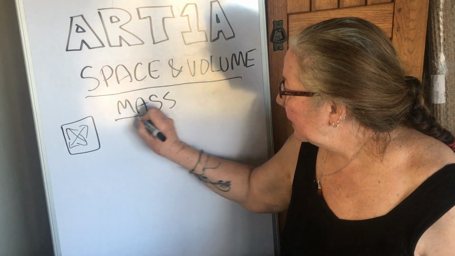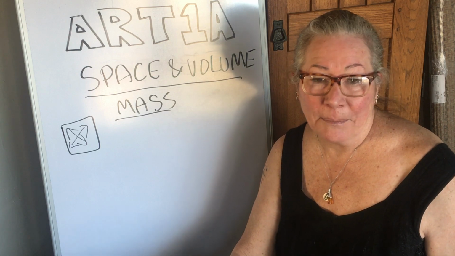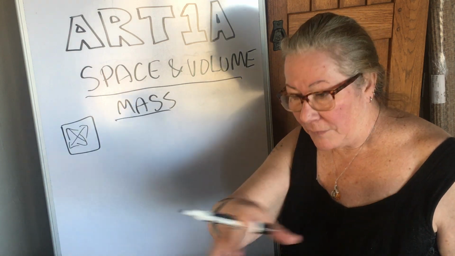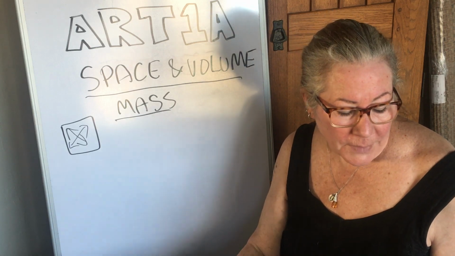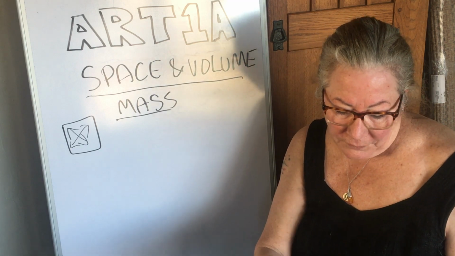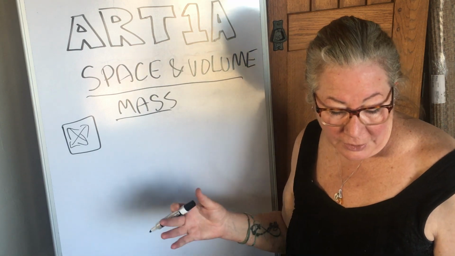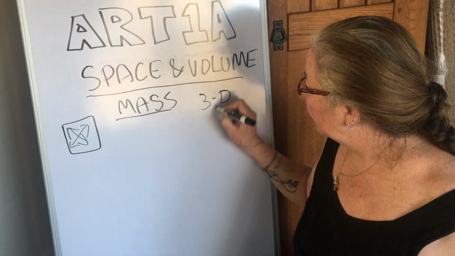So mass occupies space, right? It takes up space. Its mass is three-dimensional. So you have a three-dimensional mass that you can walk around and see it. So I think that's a real important way to think about it. So it can be the literal space occupied by the mass of a three-dimensional sculpture, right?